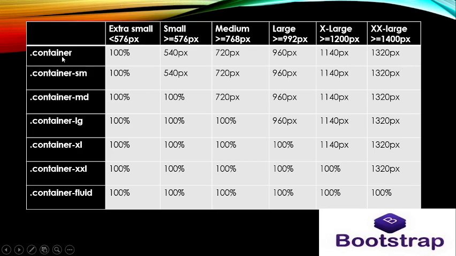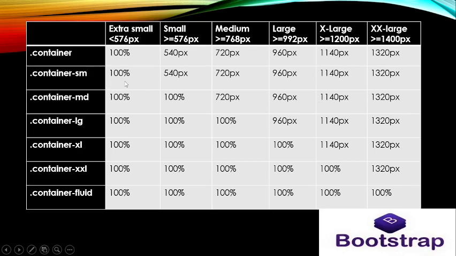So as you can see, for the container class, for the extra small size it is 100%. For the small screen size it is set to 540 pixels. For the medium screen size it is 720 pixels. For the large screen size it is 960 pixels, the XL screen size 1140 pixels, and the double XL screen size is 1320 pixels. The same applies with the container SM.